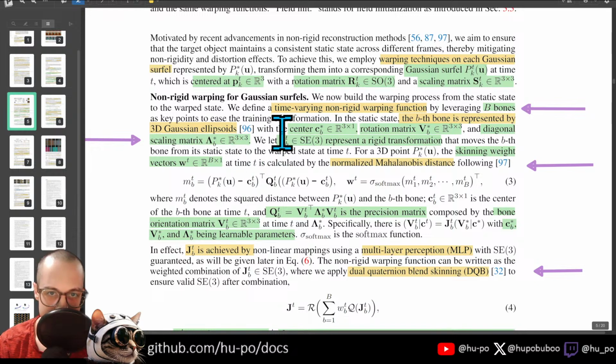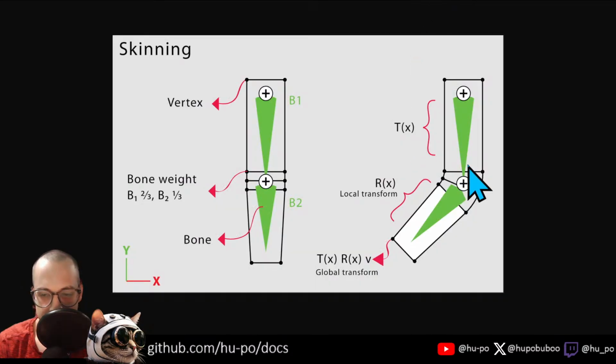All right, so you have some JBT, SE3, another Lie group representing the rigid transformation. Then you have some skinning weight vectors, WT. Okay, so what are skinning weights? This is skinning. So here you have some bones, bone 1 and bone 2, and you have these vertices. So we're inside the textured mesh 3D representation.